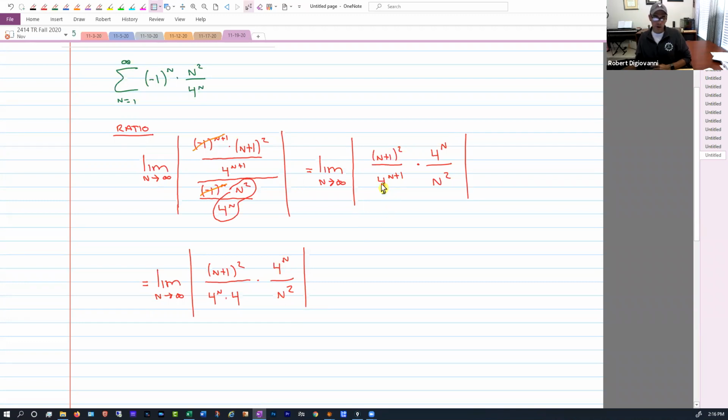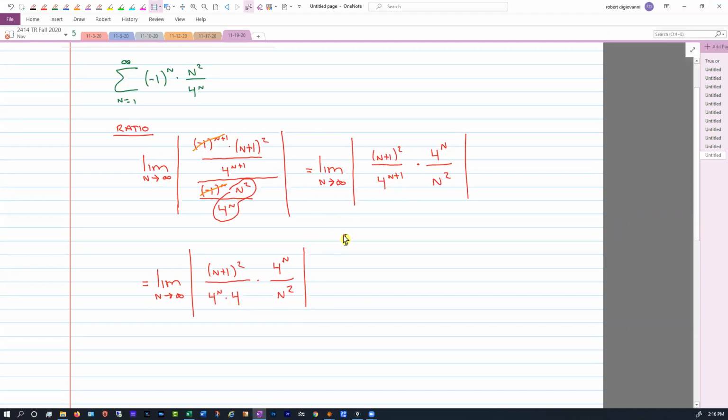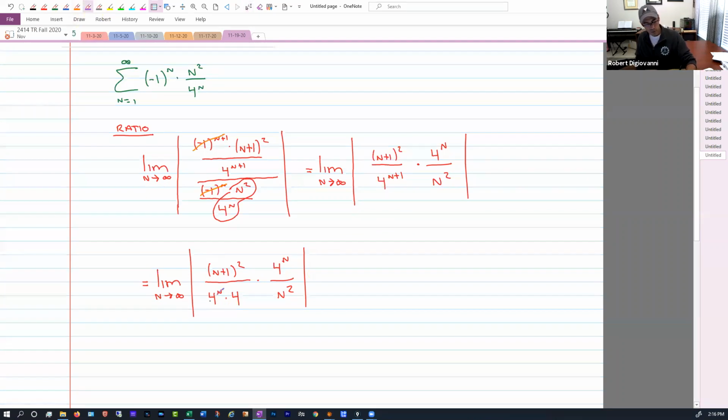Do you see me rewriting 4 to the n plus 1 as 4 to the n times 4? You see that? This is going to happen a lot of times when you use the ratio test. The 4 to the n's now cancel. What do I still have here? I have a 4 on the bottom, 4n squared, and on the top I have n plus 1 squared, don't I? So let me FOIL that. That would be n squared plus 2n plus 1 if I FOIL out the top.